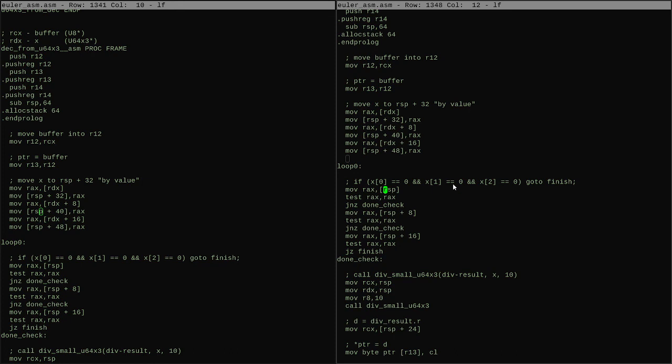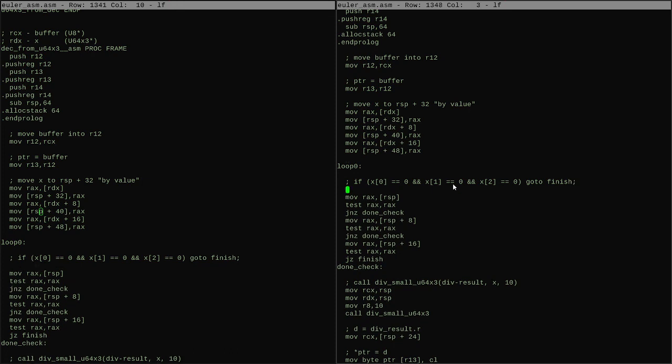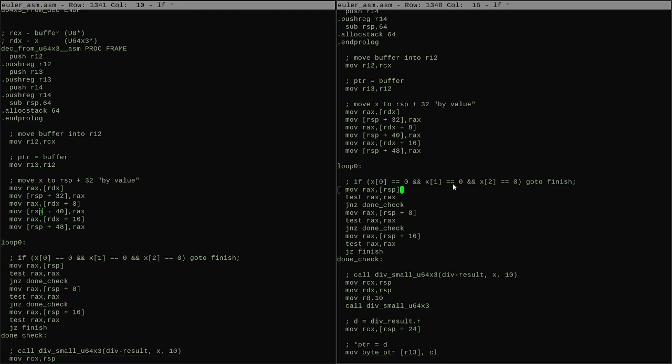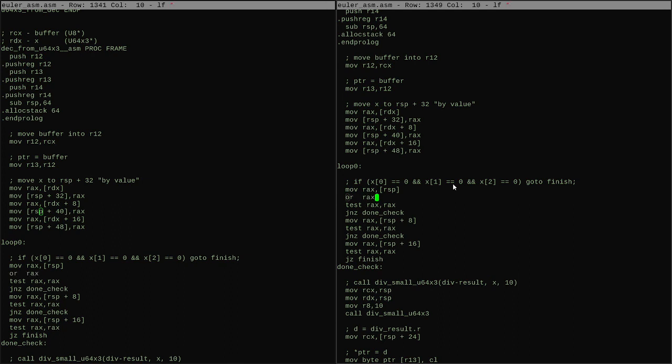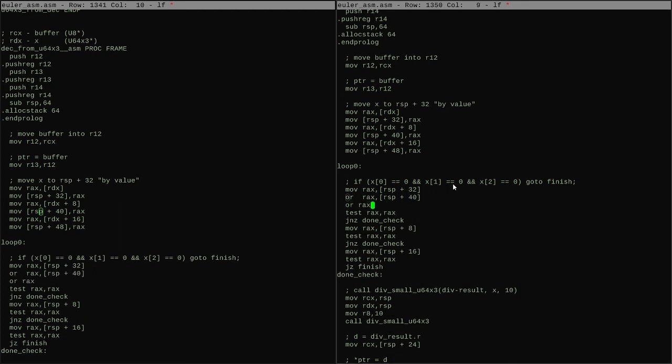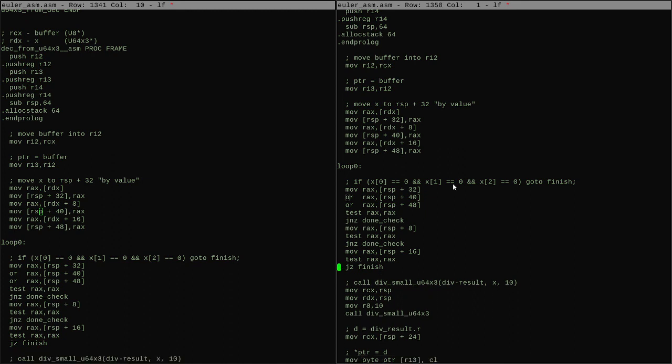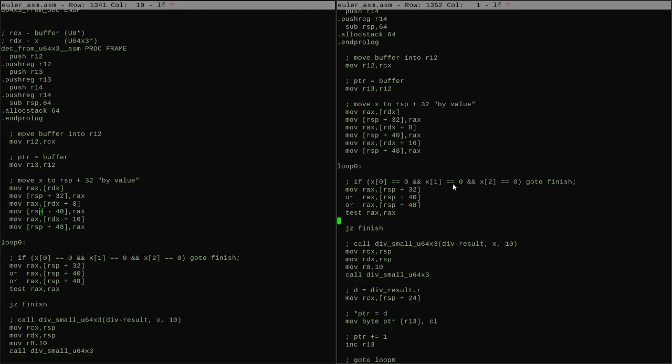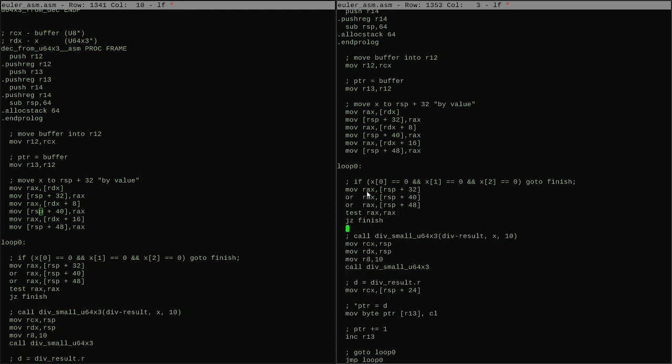Okay, we can do this more efficiently. We'll start with mov RAX, RSP, or RAX, that should be RSP plus 32. This is going to be RSP plus 40 or RAX, RSP plus 48. And then we test, we don't need this done check thing. We just do one test, and if that is 0, then all of them were 0, and we jump to finish. Okay.